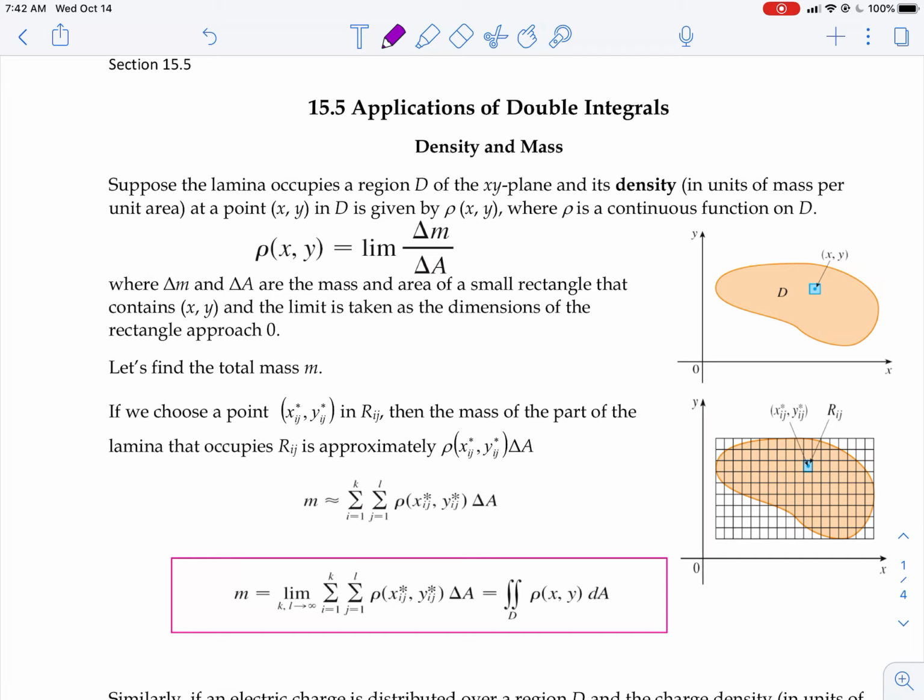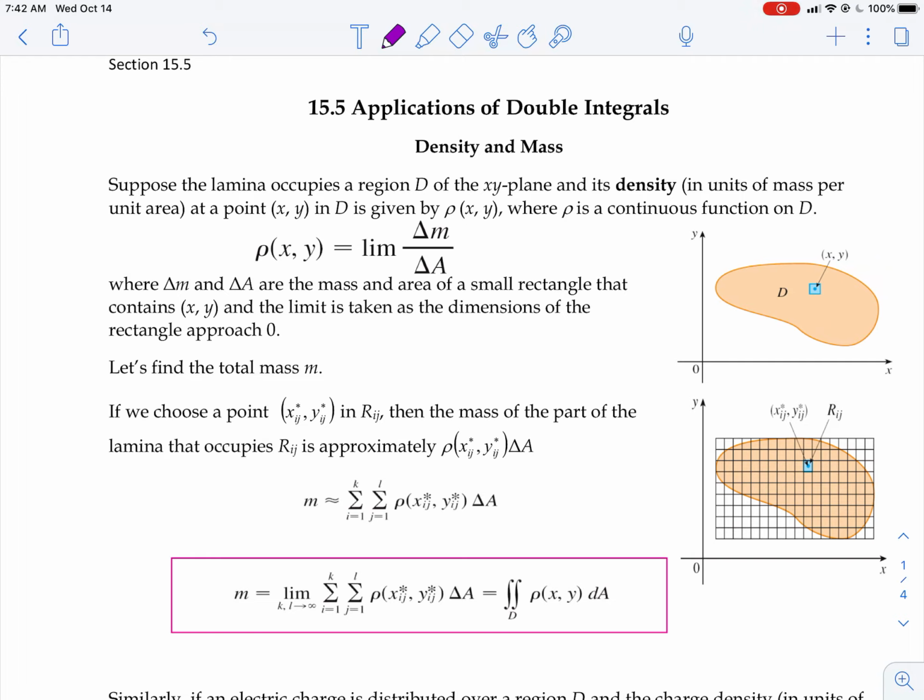All right, good morning and welcome to section 15.5, applications of double integrals, density, and mass. Today we're going to talk about how we can apply double integrals to a few situations. In the first situation we're going to talk about density.